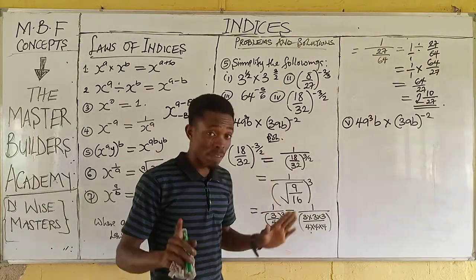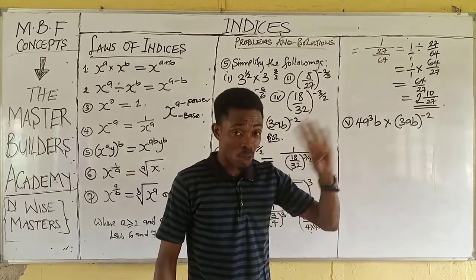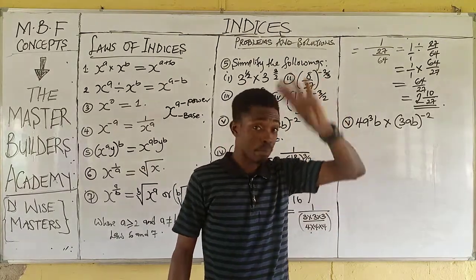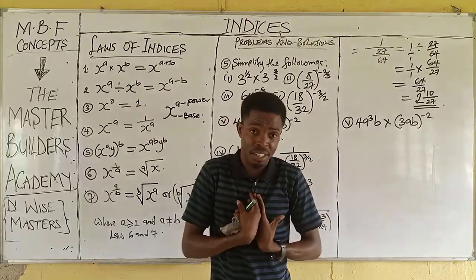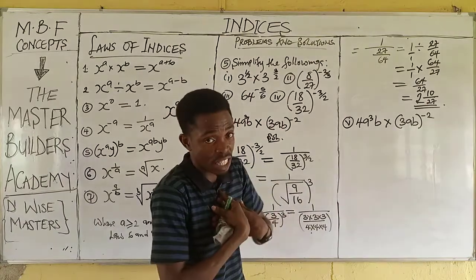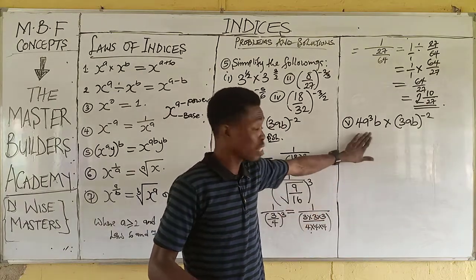Make use of rule number one first. Listen carefully. This question that we have here now, we can solve it in a number of ways. You can solve it in like 3-4 methods to get the answer. But because we are dealing with indices, we want to use any of the laws of indices possible to solve this. Alright? There are many ways to solve this problem we just have here now.